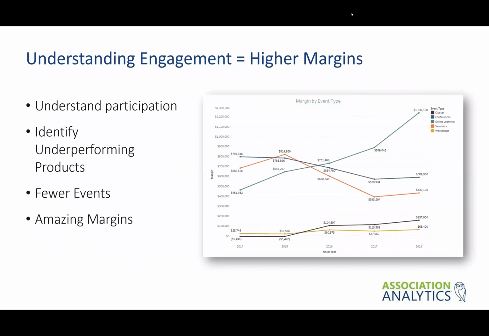So understanding engagement equals higher margins. So this was what they looked at, NCACPA. So understanding participation, identifying underperforming products, having maybe fewer events, again, which could be scary, but whenever you have the data to support it, to show where the margins are and how you're going to grow the revenue, you can justify this.